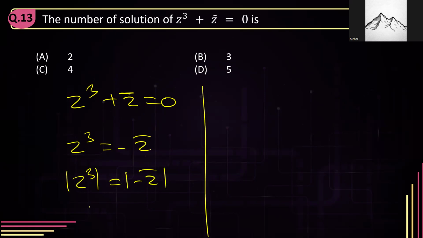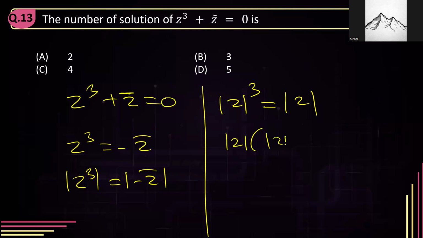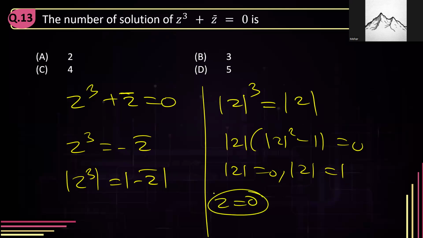And we have a property that mod of z power n is mod z whole power n. So write mod z whole cube. And this modulus of minus z bar will be same as mod z only, right? Mod z. So when you simplify, you'll be getting mod z into mod z whole square minus 1 equal to 0, taking mod z common. So mod z equal to 0 or mod z equal to 1. Negative value is not allowed for modulus because modulus is distance from origin. It can't be negative. But when will mod z become 0? Only when z is 0. This is one of the solutions.